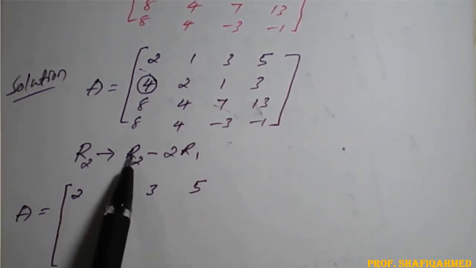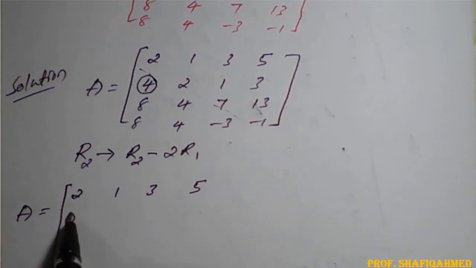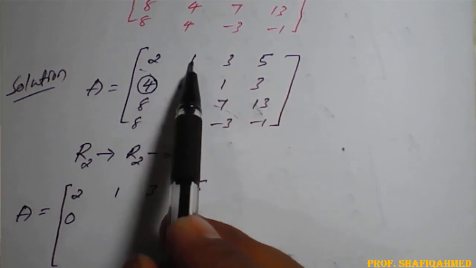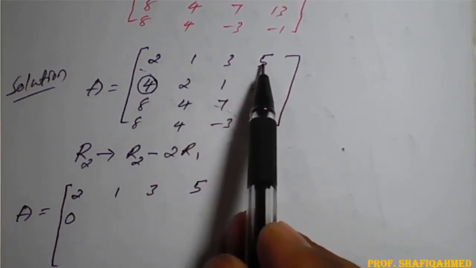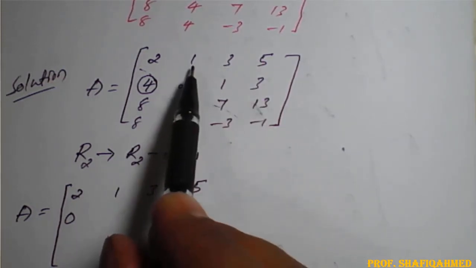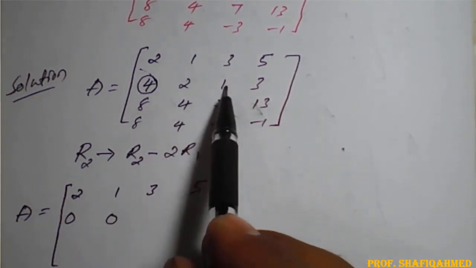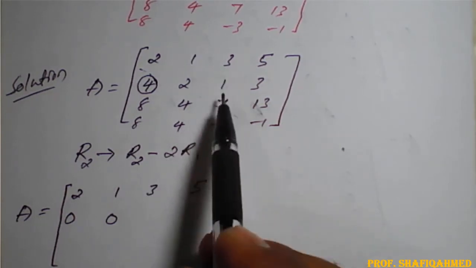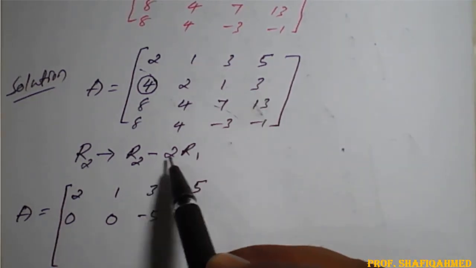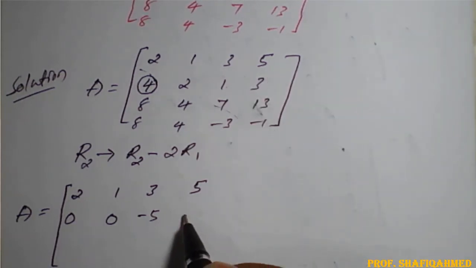Therefore R2, that is 4 minus 2 into 2 is 4, so 4 minus 4 is 0. Then you remember these elements will become 4, 2. So 2 3s are 6 and 5 2s are 10. So these are the elements you need to remember here. Next element: 2 minus 2 into 1 is 2, so 2 minus 2 is again 0. Next: 1 minus 2 3s are 6, so 1 minus 6 is minus 5. Then 3 minus 2 into 5 is 10, so 3 minus 10 is minus 7.